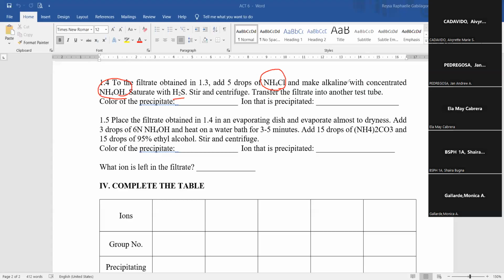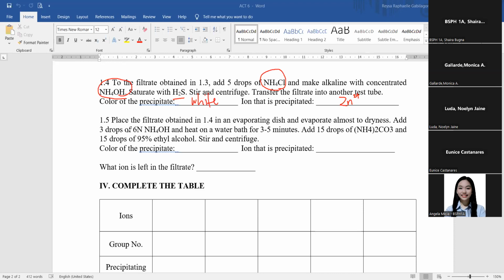So, after that, we observed again anong ion ang nag-precipitate nito. What was the ion again? Yes, Ivoret. Zinc po, ma'am. Zinc. Okay. And then, anong color? Yes, Andrew? White po. Okay, so we have here white. Okay? Ayan, so na-cross na natin yung zinc. So meron dalawa na lang na naiwan.